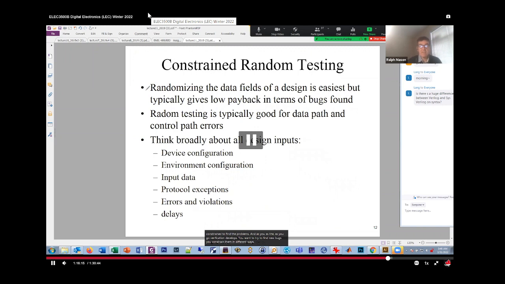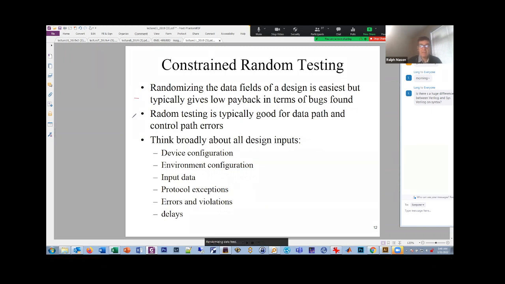Randomizing data fields for design is easy, but typically gives low payback. Random testing is typically good for data path and control path errors. But generally, you want to think broadly. You want to randomize the device configuration, the environment configuration, the input data, protocol exceptions, errors and violations, delays. All these things get randomized as much as you can to get as much coverage of different kinds of bugs.